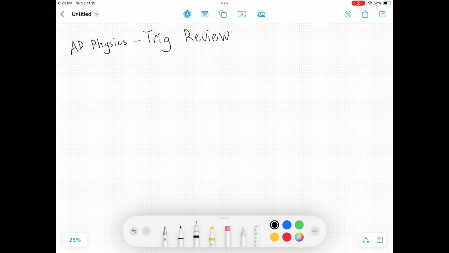So, I'm going to break this review down into two parts. If you want to skip ahead, just look for this little circle in the top right corner. Part 1 is going to be special right triangles. The second part is going to be trig functions.